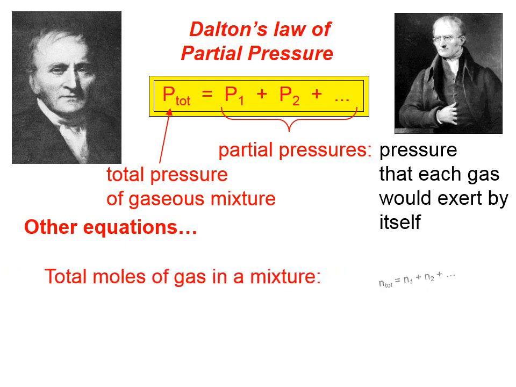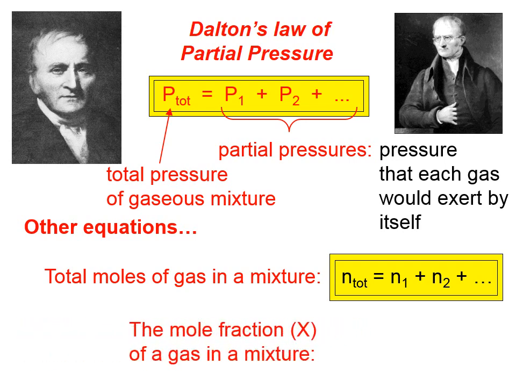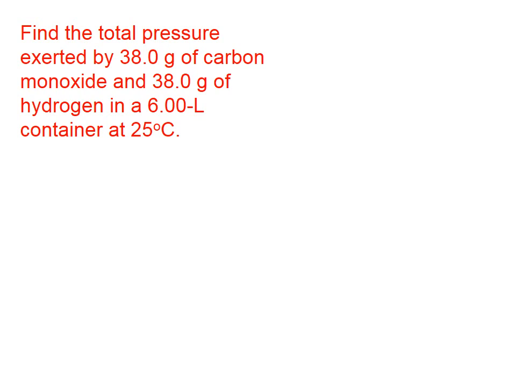A few other equations that are going to relate to Dalton's law of partial pressure are the total moles of gas in a mixture is equal to simply the sum of the moles of one gas plus another gas plus another gas. So that's more of an idea than an equation. As is the mole fraction of a gas in a mixture. The mole fraction is the number of moles of a particular gas divided by the total number of moles of all the gases together. So let's try a problem.